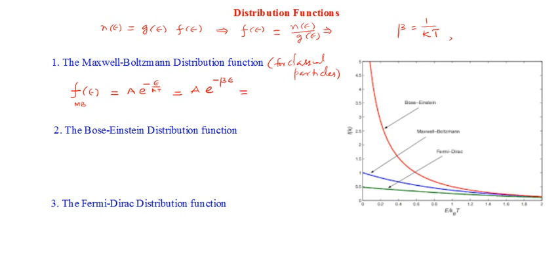The same function can be expressed in yet another way. It is also written as 1 by e^α into e^(βE). This is yet another way of writing it, where this new quantity α is equal to minus μ by kT. You will see that there are new terms that come out.